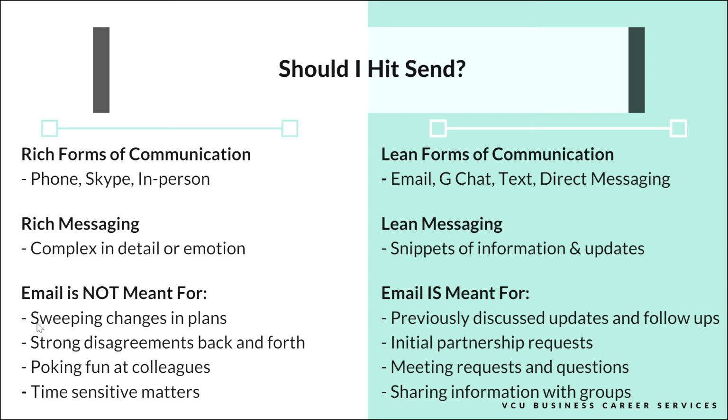Not necessarily emotion towards that person, but maybe towards the situation, whatever it is. You don't ever want your emails to come across as unintentionally emotional towards somebody. So we want to make sure that we're choosing the right form of communication with the right message. Then with lean messaging, typically when it comes to the message itself, it's a snippet of information, it's an update, right? It's basic information that's not super complex.